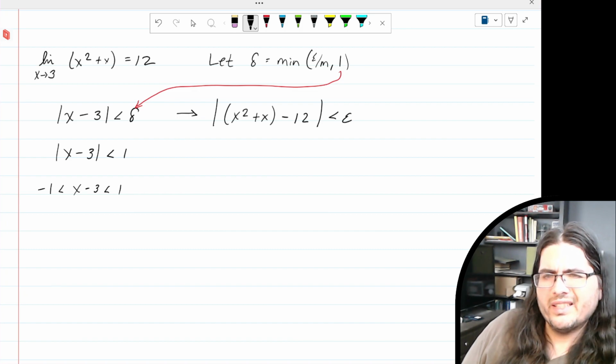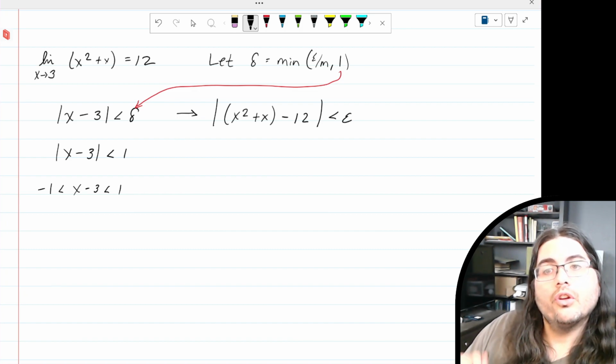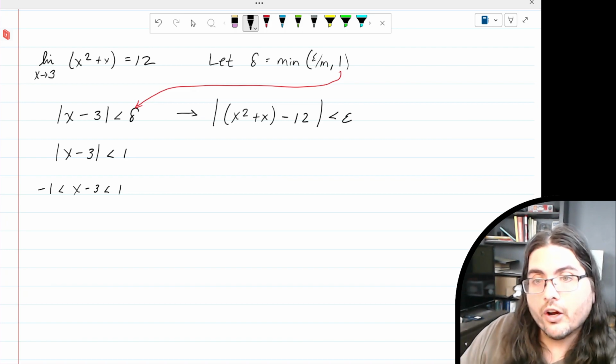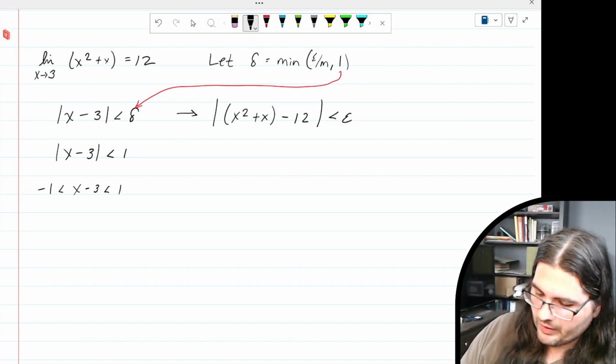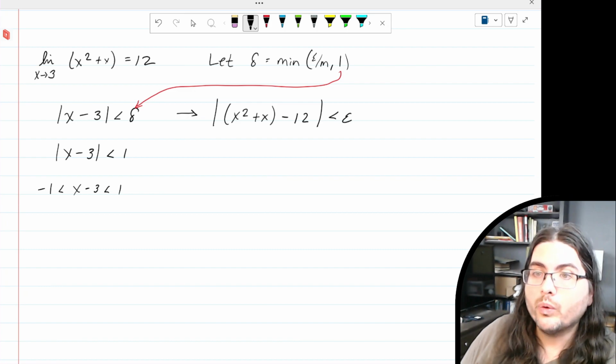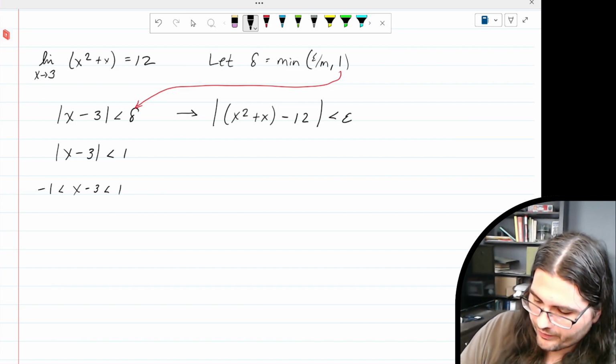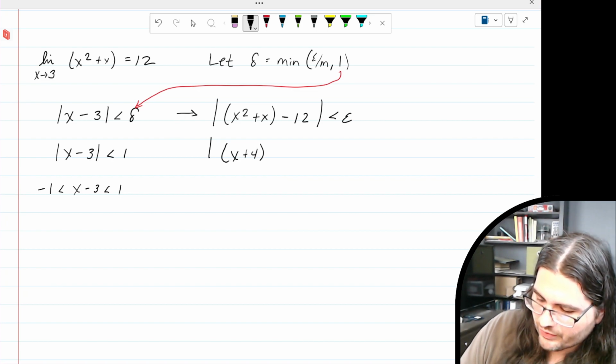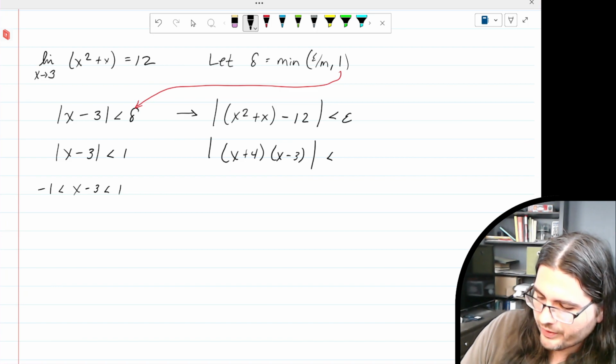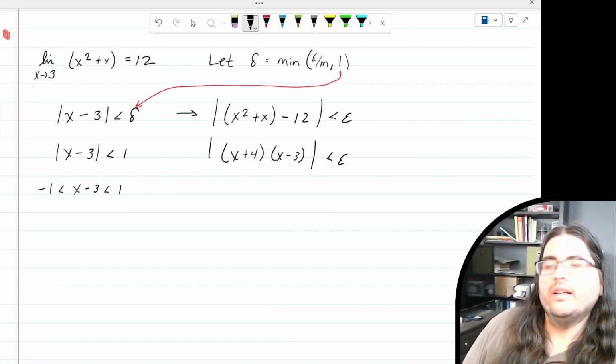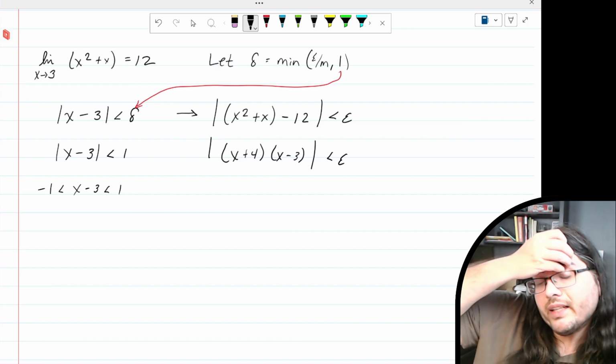And that looks pretty nice. How does that help me? Well, to know how that's going to help me, let me look at the other side of this statement. X squared plus x minus 12 factors into x plus 4 times x minus 3. Oh, there's x minus 3. Wouldn't that be really nice?